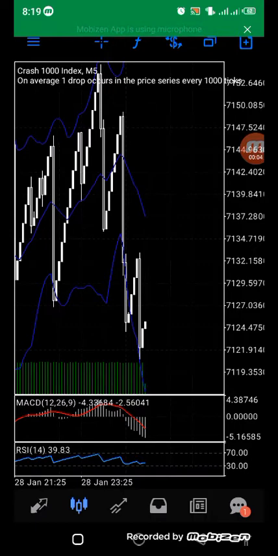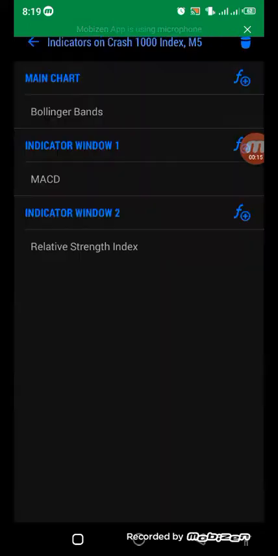I'm going to show you some little strategies for scalping Boom and Crash 5 minutes using only Bollinger bands. So let's show you the settings of the Bollinger bands first.